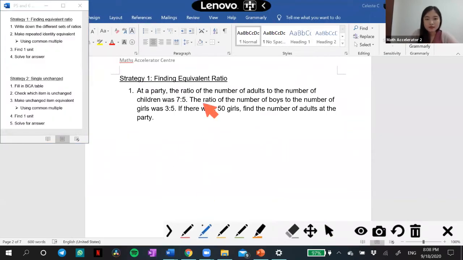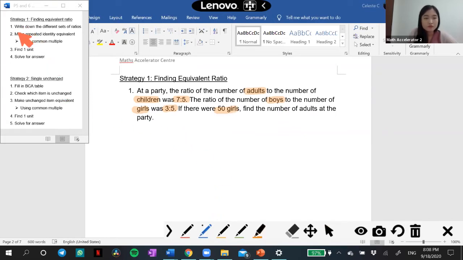Right, at a party, the ratio of the number of adults to the number of children was 7:5. Right, adults to children, 7:5. If you have a highlighter or a pen, please underline or highlight the keywords. And the ratio of the number of boys to the number of girls, 3:5. If there were 50 girls, find the number of adults at the party.